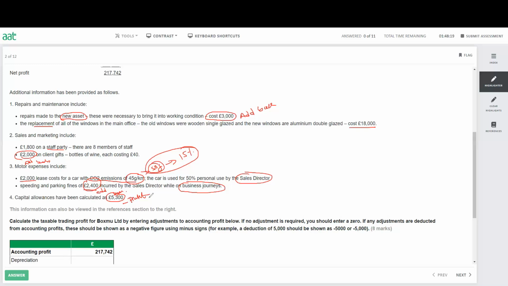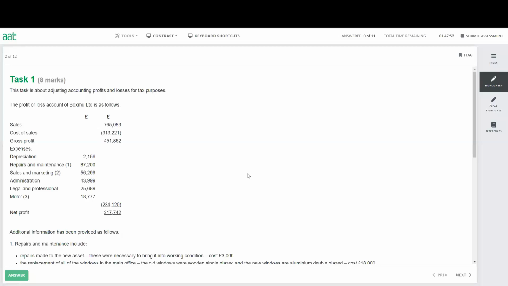All right, so now we have our story. Now we can go back and complete our question. So once you have finalized what will be added and what will be deducted, you can end up with your profit. So we'll start with our net profit. You're going to say accounting profit. That is 217,742. And we need to see which ones we need to add back.